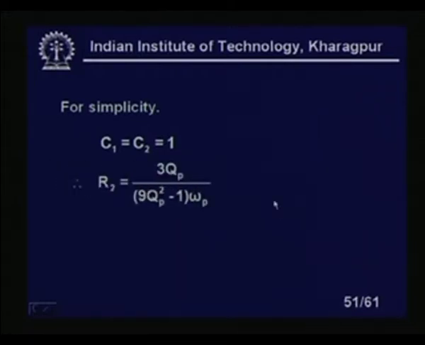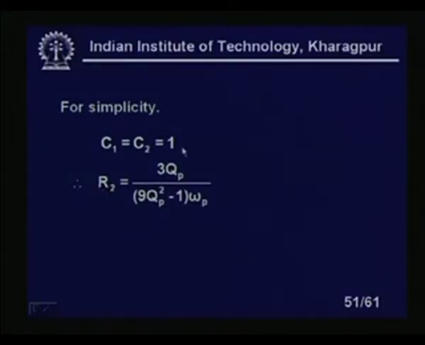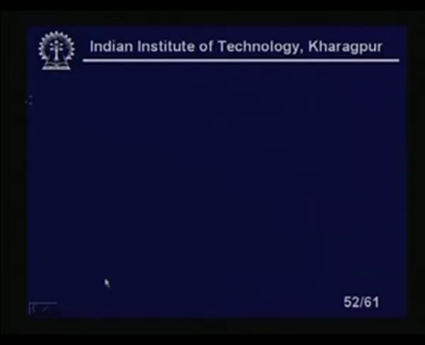Now, you see these are all actually normalized values, because 1 farad nobody will use. I may use 0.01 microfarad. Accordingly, I have to scale up the value of R2, so that the time constants will remain the same. There is a very simplified way of doing this. I can take this 0.01 microfarad, that means I am multiplying it by 10 to the power minus 8. At the same time, I have to multiply the resistance by 10 to the power plus 8, right. So, I scale up resistance and scale down capacitance, so the total time constants will remain the same. R1 equal to R3 equal to 3 QP by omega p.